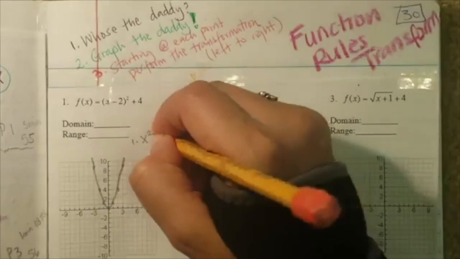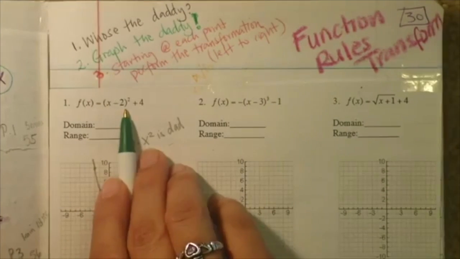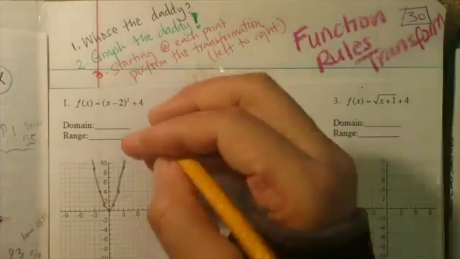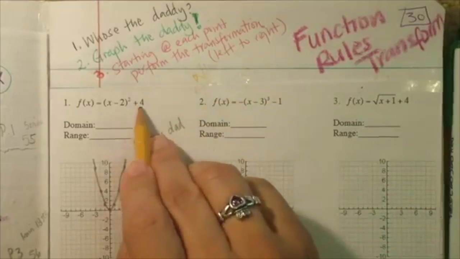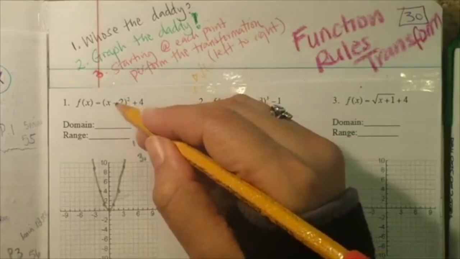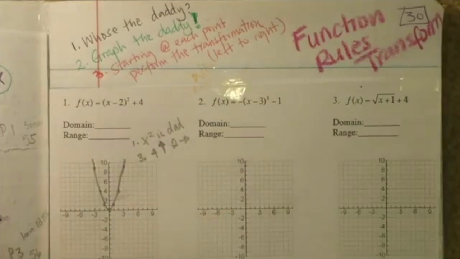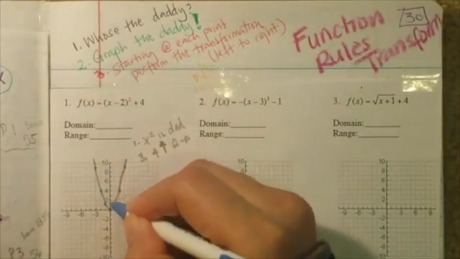Starting at each point, perform the transformation. So we need to know how this graph is going to transform. We've got negative 2 inside the house and positive 4 outside the house. Okay, start with the easy one. Positive 4, that's outside the house, that's going up. And negative 2 is inside the house. Remember, inside is always x and opposite. So you think it's going left, but it's really going right.